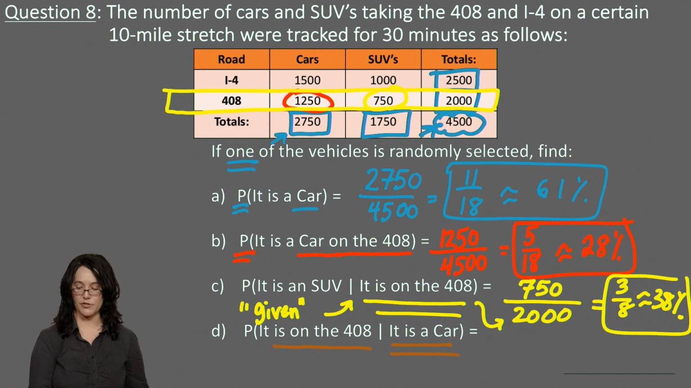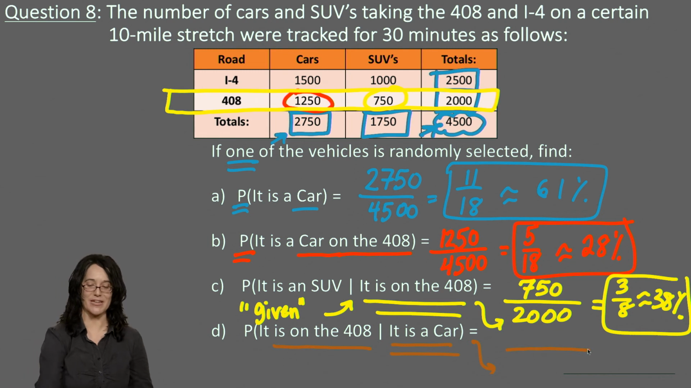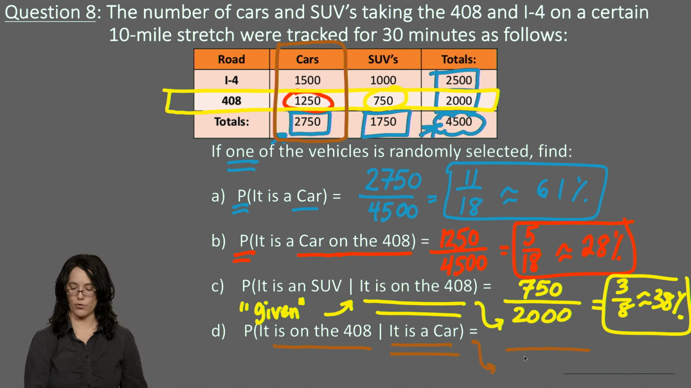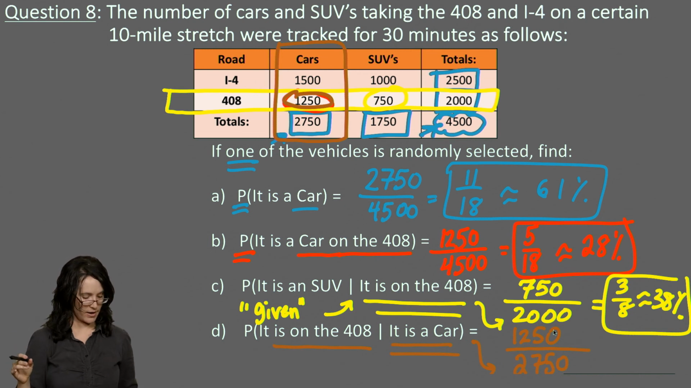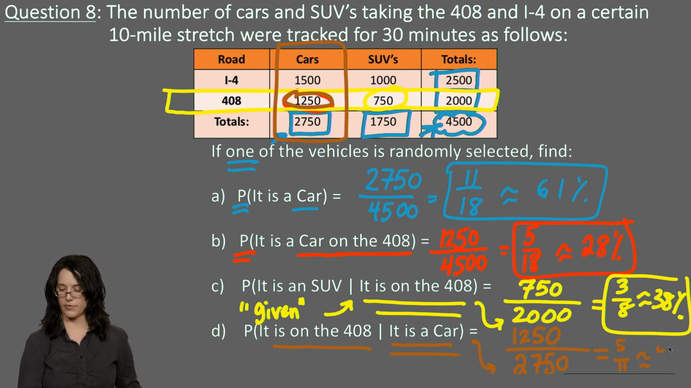Okay, so where would I have started for this given problem? Yep, that's right, it had to have been a car. And so for the car column, that would be the total 2,750. And being on the 408 from that region, from that column, would have been the 1,250. So having to know where you're looking will save you a lot of time. 1,250 divided by 2,750 should eventually reduce to 5 over 11, or roughly 45%.